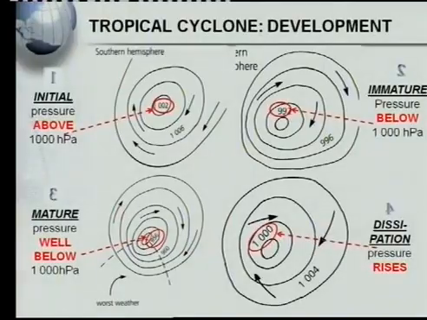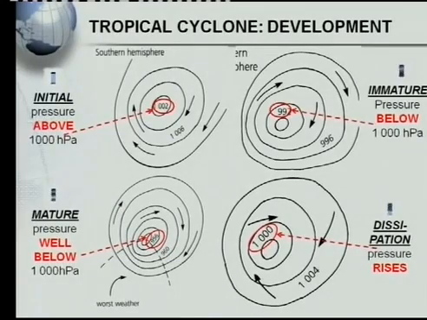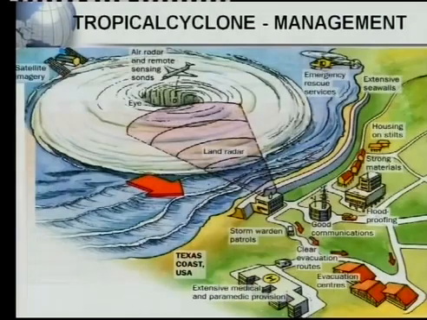You must know how to identify each of these stages. And the only way in which you identify the stages is to have a look at the 1000 hectopascal, and you will be able to identify that one there. Okay, so that will be our tropical cyclone development.